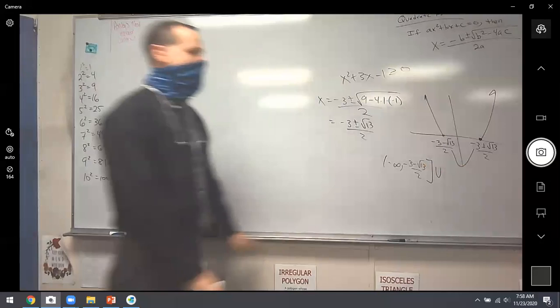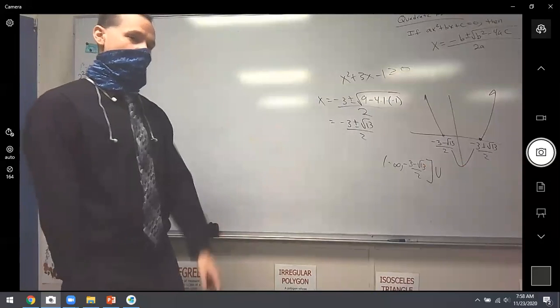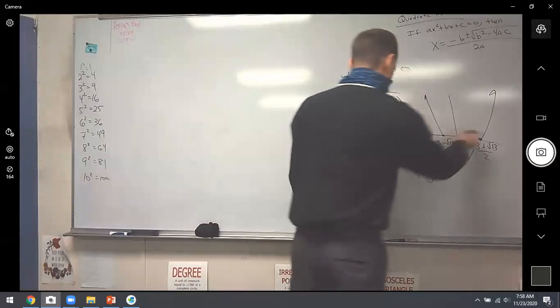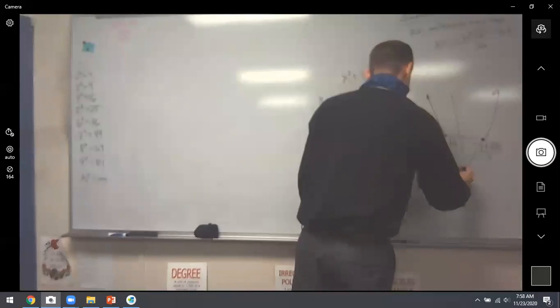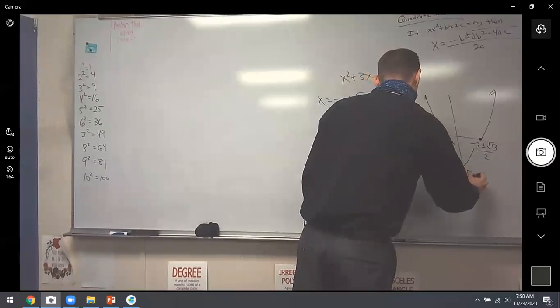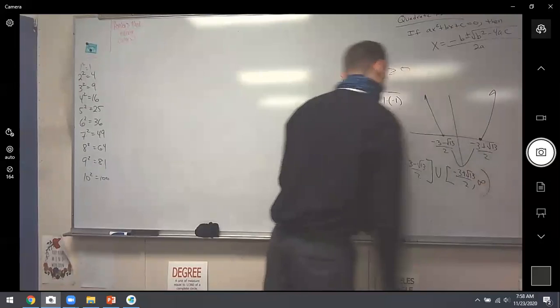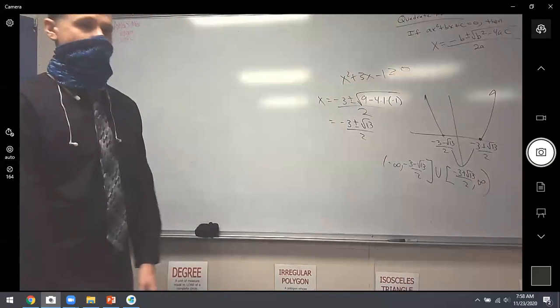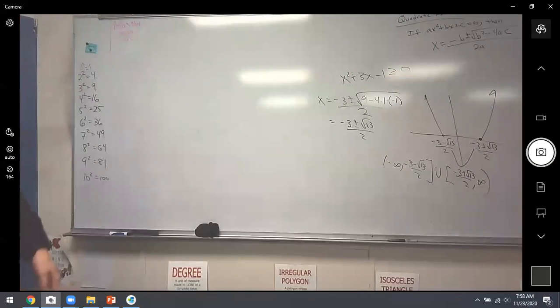So negative infinity up until that weird number at first and including it, and then skipping over the stuff where it's below the axis. And then similarly, another bracket on the other one for the same exact reason. It does include it, it does equal it, and then all the way to infinity. So that's kind of how you're going to do those kind of problems. And hopefully your homework wasn't too bad about that.